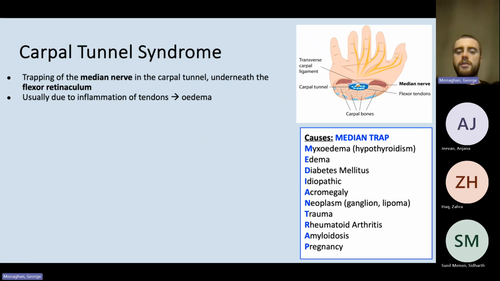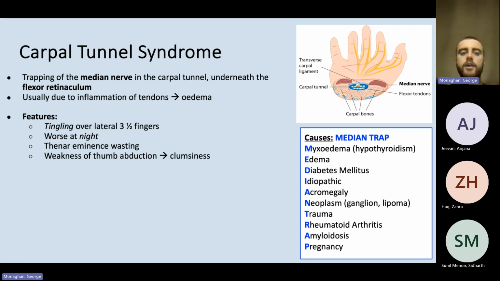It's quite nice to remember the actual anagram itself, and obviously remembering what it stands for is harder. So if you just keep recapping this, commit it to memory, then if you see a pregnant lady, for example, with these simple symptoms, you can go, oh, I know the P from median trap is pregnancy, therefore it can cause carpal tunnel syndrome.